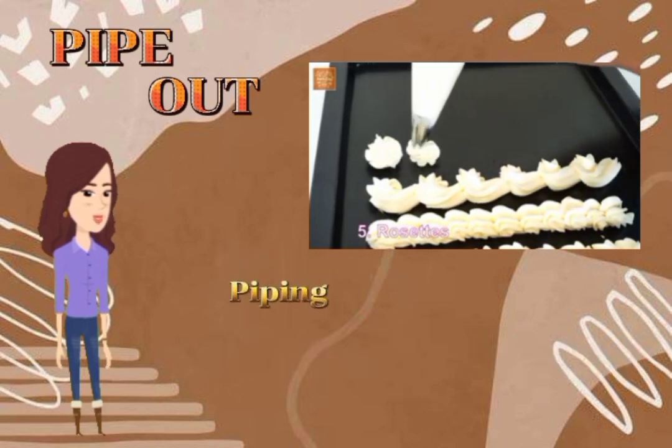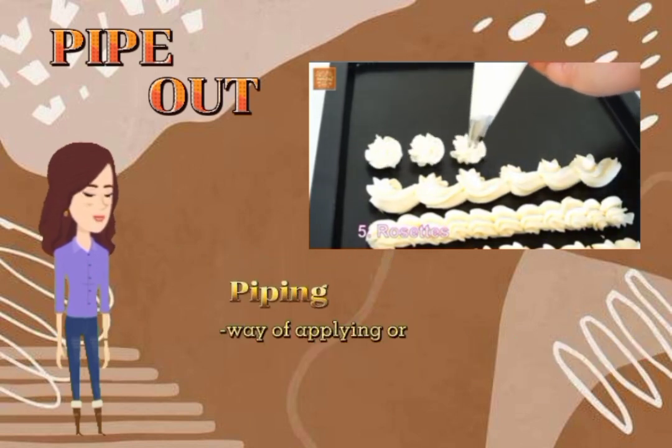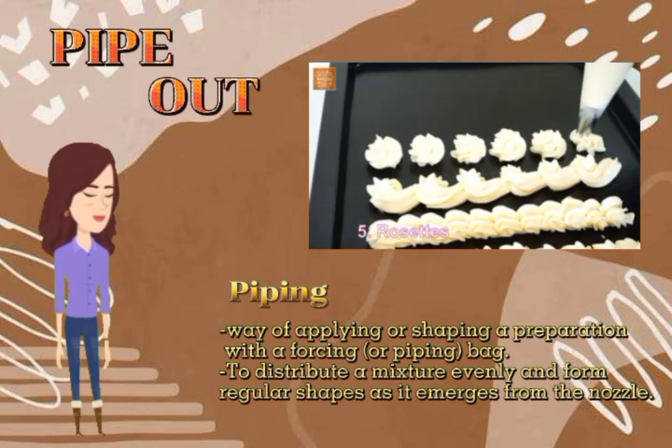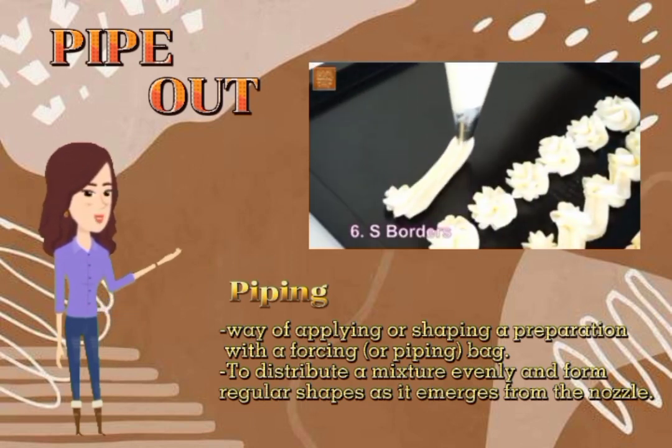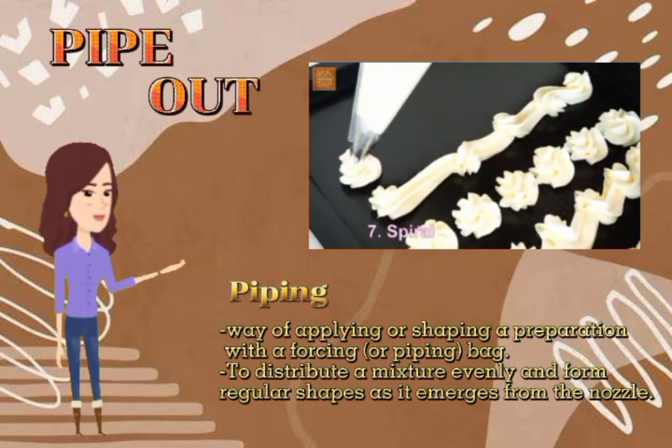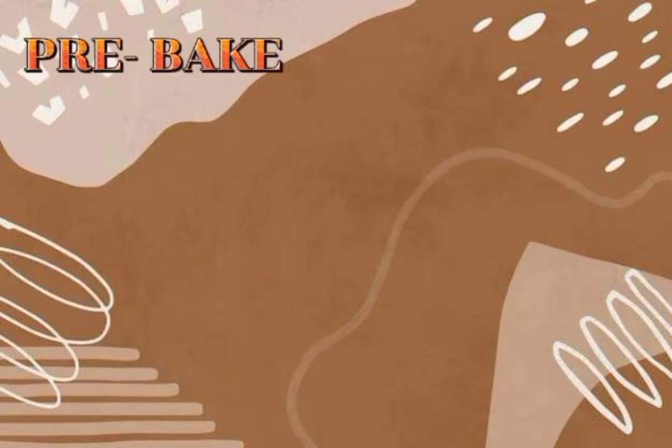As we know, piping is a way of applying or shaping a preparation with a forcing or piping bag. It is the best way to distribute a mixture evenly and form regular shapes as it emerges from the nozzles.